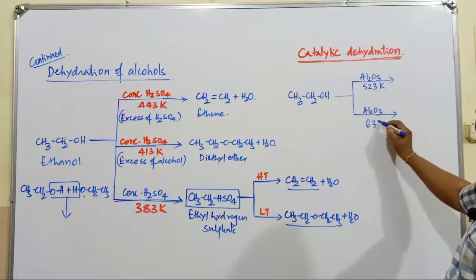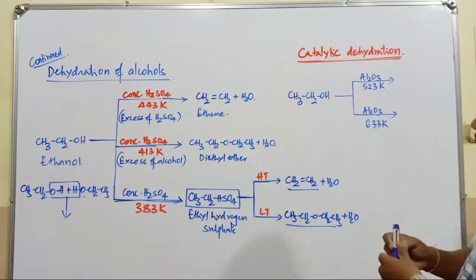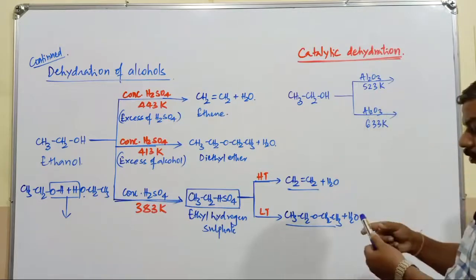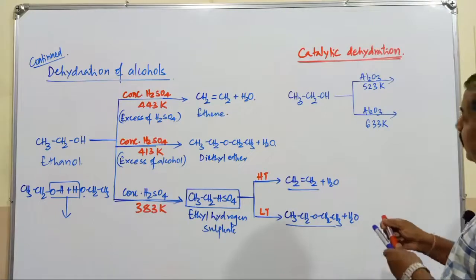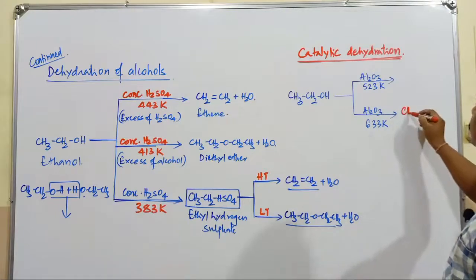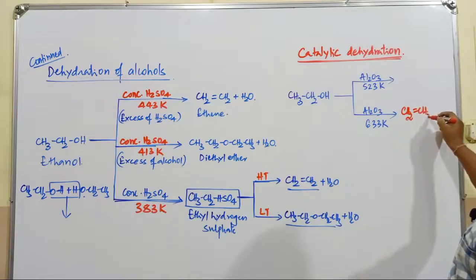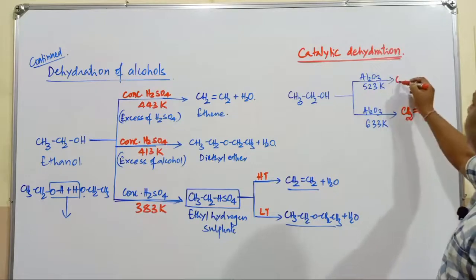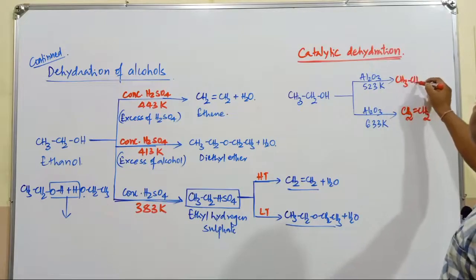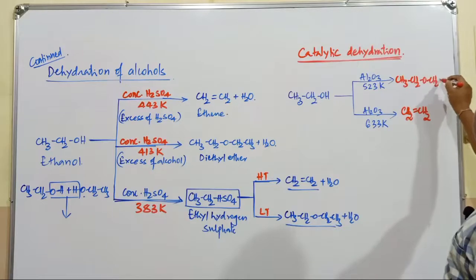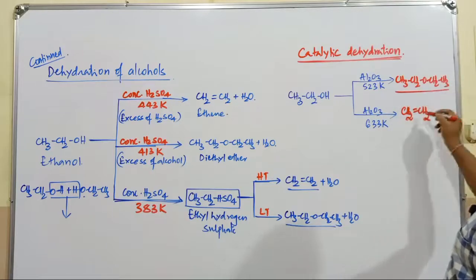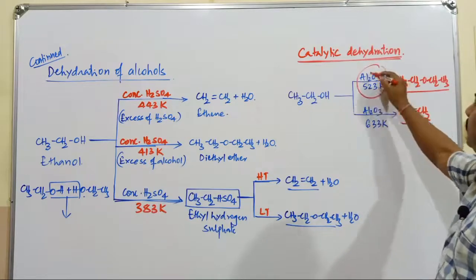It is 633 Kelvin. This is low temperature and this is going to be high temperature, and at high temperature here also the product is what, student? CH2 double bond CH2, and at low temperature the compound gives CH3CH2OCH2CH3. The product remains the same, but the conditions are going to be different.